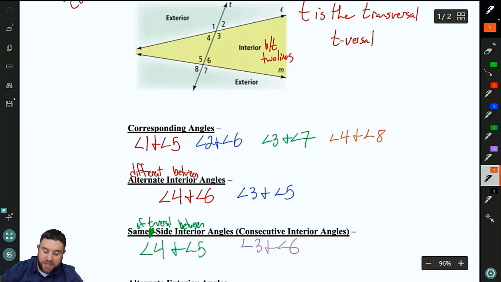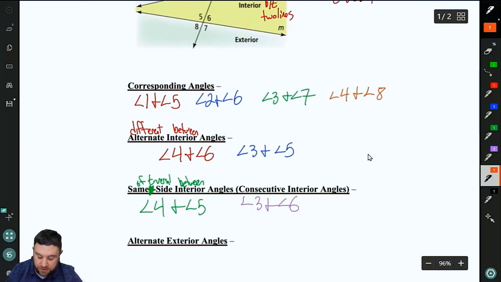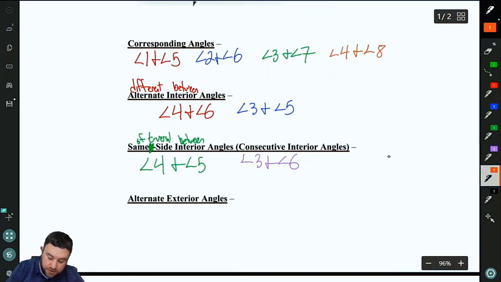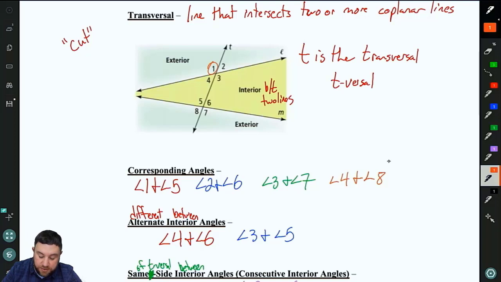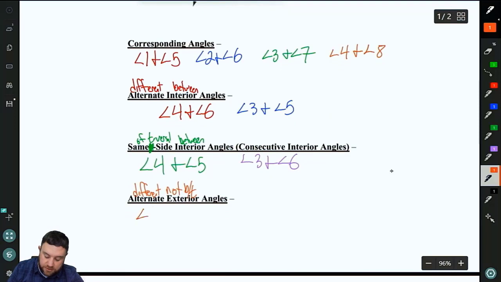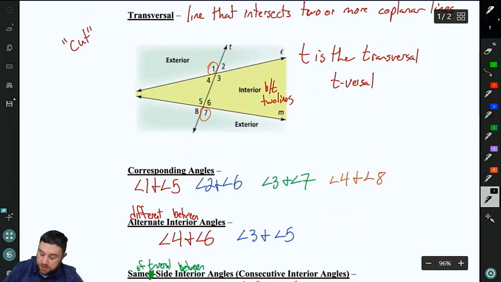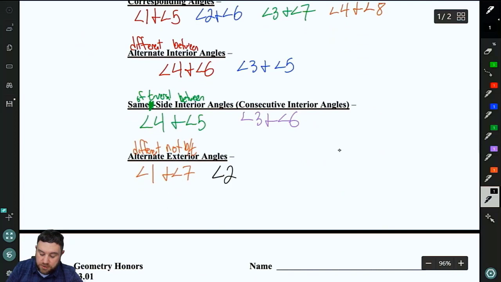And we have one more set of angles, one more type of angles to look at, and they are alternate exterior angles. Alternate, again, means different sides. Exterior is not between the lines. So let's look at our figure. If we look at angle 1, because it's outside of our two lines, going to the other side, angle 7 is on the other side of the transversal. So angle 1 and angle 7 are alternate exterior, and then 2 and 8 are also alternate exterior angles.